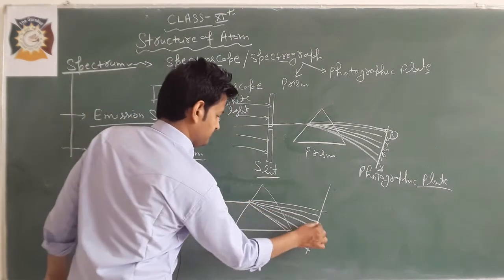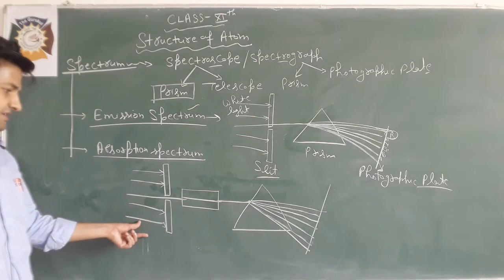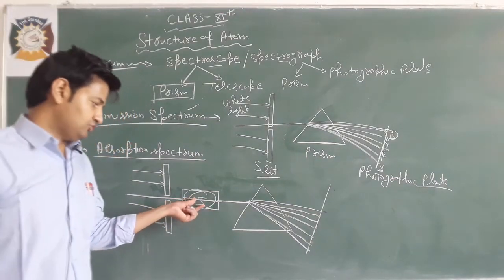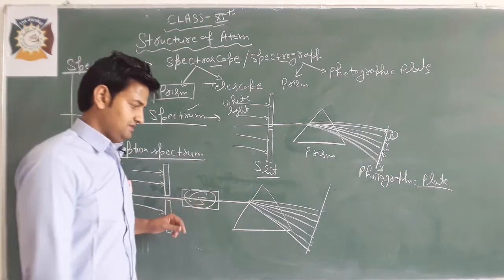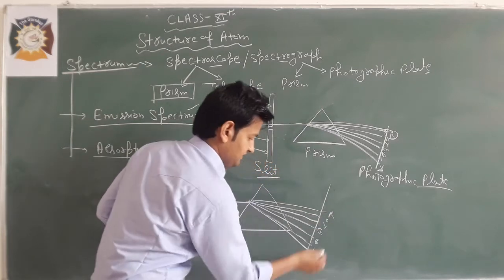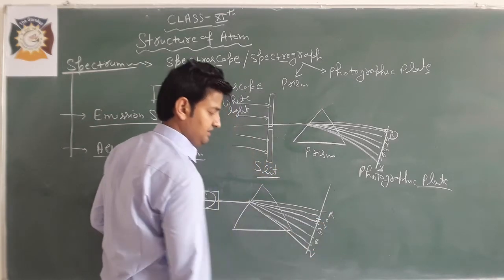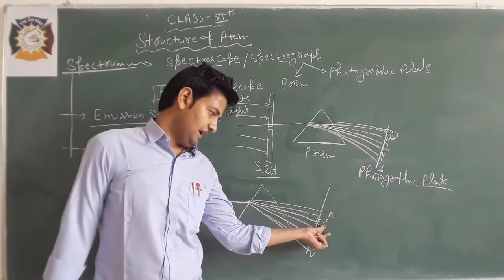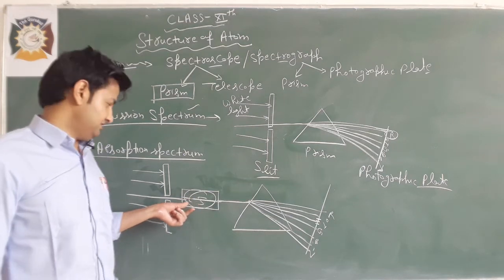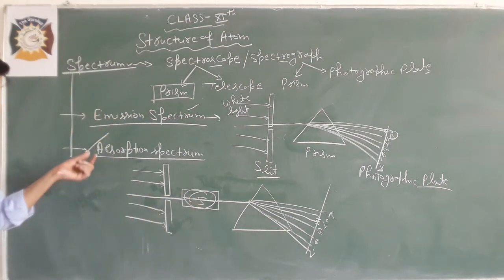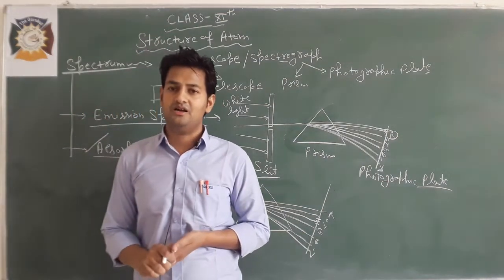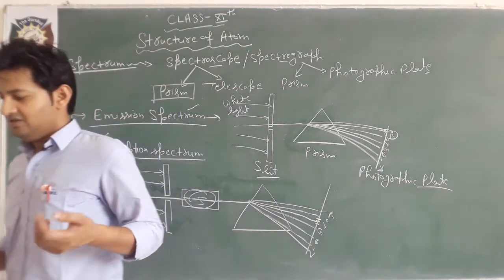continuous emission spectrum. But when radiations are passed through this chemical, they lose some wavelengths of VIBGYOR. When we see, there is a dark line present in this region, meaning the chemical has absorbed some yellow light wavelength. This type of spectrum is called the absorption spectrum because some wavelengths are absorbed by the chemical. So this is about the spectrum.